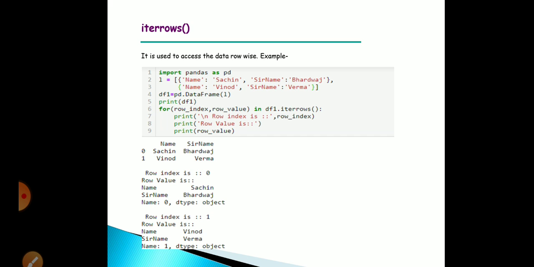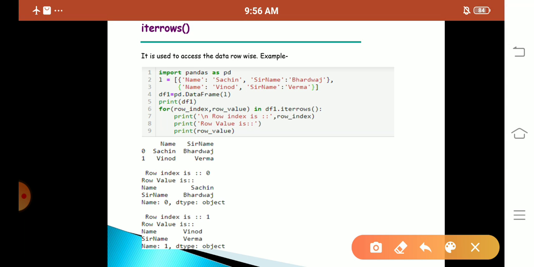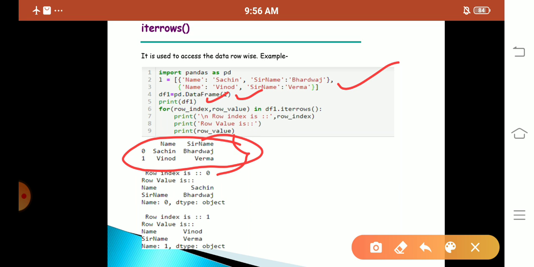For example, you can see I am using a dictionary here. So I'll import my package pandas. Next, in L, I'll store my dictionary values, like two rows I am inserting here. Next, I'll import my dictionary into my data frame, you can see here. Next, I'll print my data frame. So here two values are being printed, you can see the first print output.